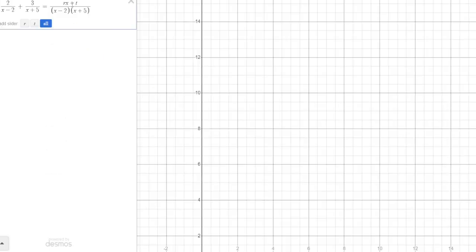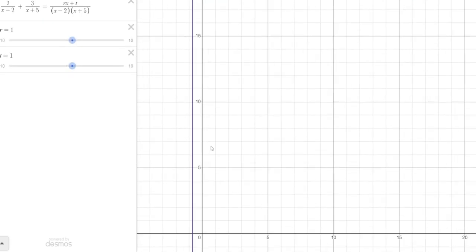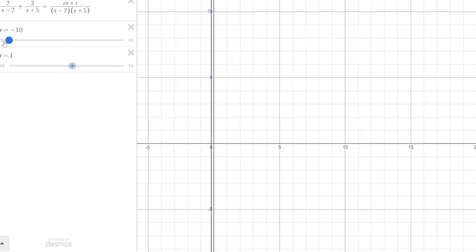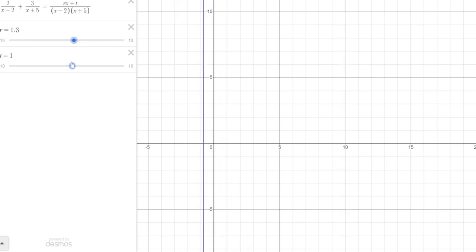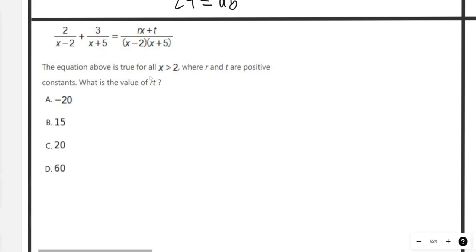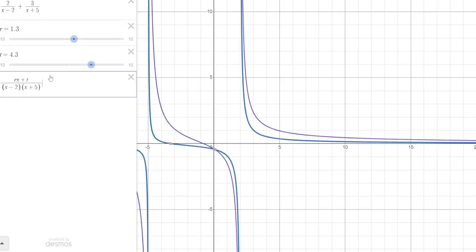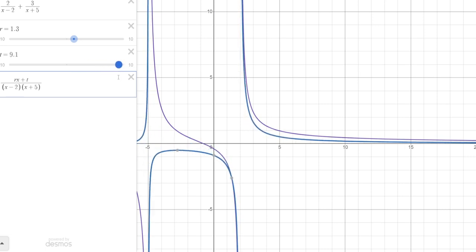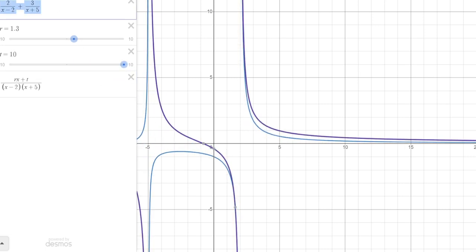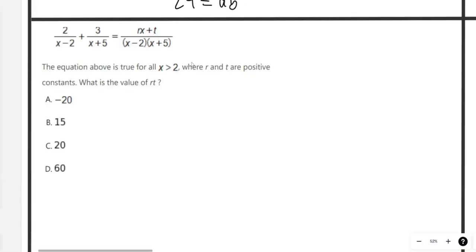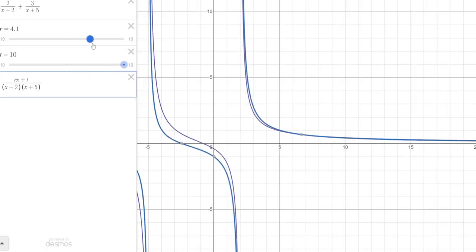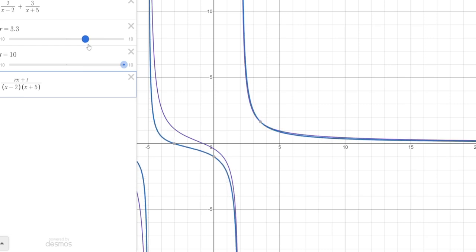Notice we don't know the values of r and t. I just plugged them in here in the equation. Now it's asking me to add sliders. So I can do that. I can add sliders, and I can see what happens when I change the value of r and t. It's true for all x greater than 2. One thing I can also do is plot these separately. What does it mean for an equation to be true? If this part and this part equal each other, they're the same thing. So I can change the values of r and t until the graph looks identical.